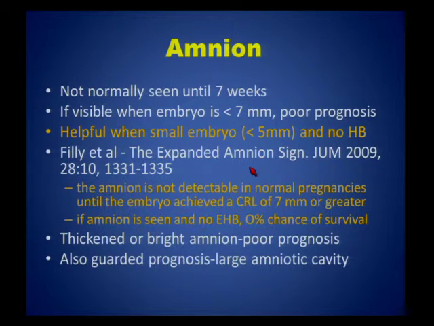Amnion is not normally seen until 7 weeks or so. If it's visible when the embryo is less than 7 millimeters, it's a poor prognosis, and it's helpful when you see a small embryo and don't see a heartbeat. And Dr. Philly nicely outlined this in 2009 in an article saying that if the amnion is seen and there's no embryonic heartbeat, there's a 0% chance of survival.